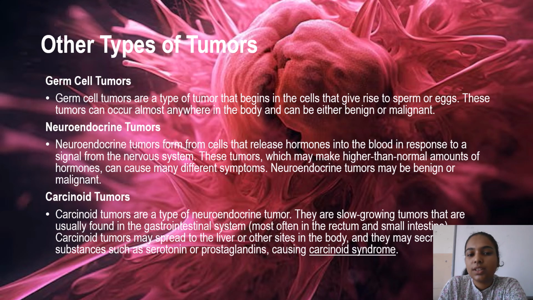Neuroendocrine tumors form from cells that release hormones into the blood in response to signals from the nervous system. Carcinoid tumors are a type of neuroendocrine tumor. They are slow-growing tumors that are usually found in the gastrointestinal system, and these may spread to the liver or other sites in the body and may secrete substances such as serotonin or prostaglandin, causing carcinoid syndrome.